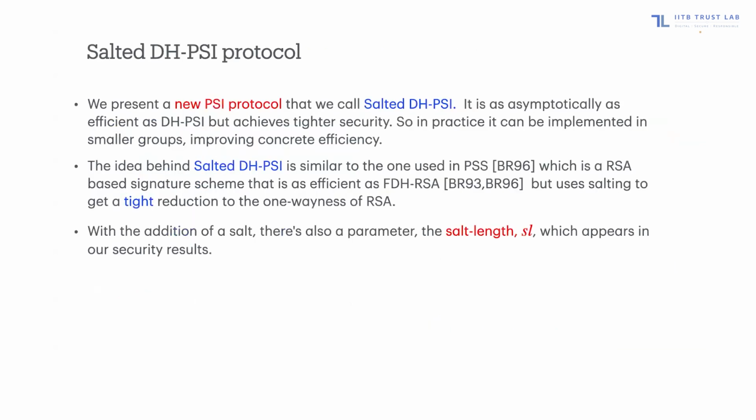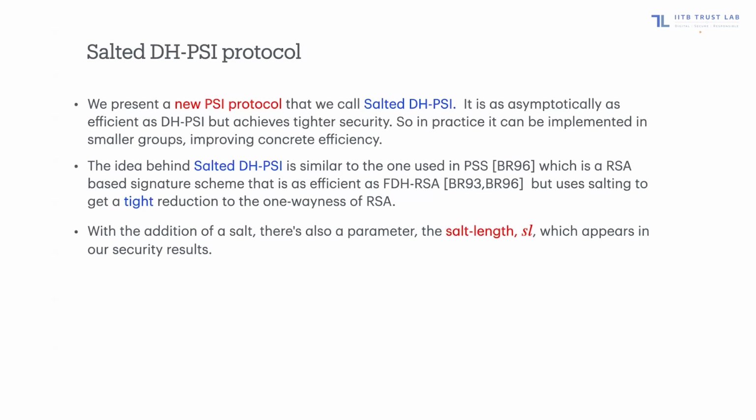So I'm not going to specifically show the salted PSI protocol. It's a slight modification on the DH PSI protocol, which uses a similar idea as the one used in the PSS signature scheme. PSS is a signature scheme which is RSA based and which is as efficient as the widely used FDH RSA signature scheme, but uses salting to get tighter security reductions.